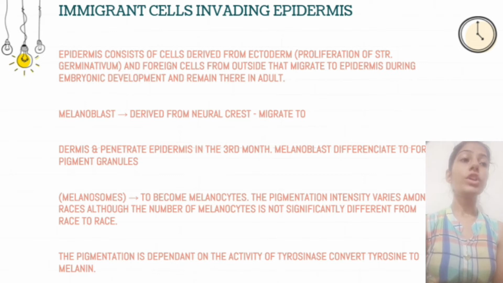Melanoblasts derived from the neural crest migrate to the dermis and penetrate the epidermis in the third month. Melanoblasts differentiate to form pigment granules, melanosomes, to become melanocytes. The pigmentation intensity varies among races, although the number of melanocytes is not significantly different from race to race. The pigmentation depends on the activity of tyrosinase, which converts tyrosine to melanin.